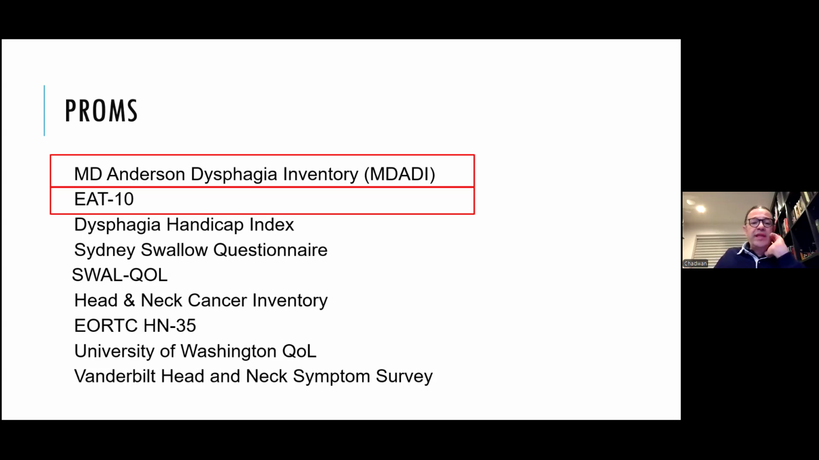When we work with research, we use the Dysphagia Handicap Index because that has various different domains, including social factors, how the dysphagia is impacting patients' social life and quality of life. So if you want to expand, do the EAT-10 because it's quick and easy, but then you can expand on that.